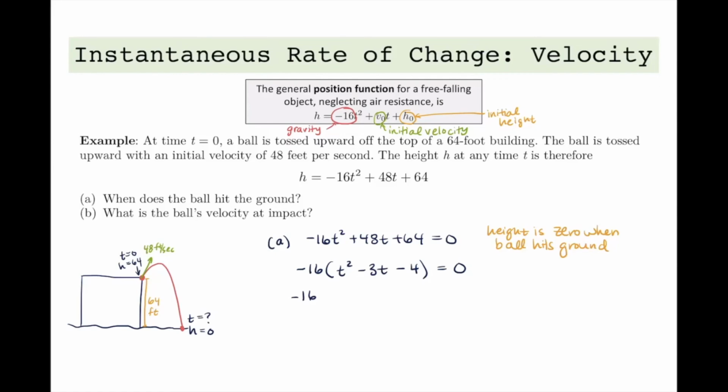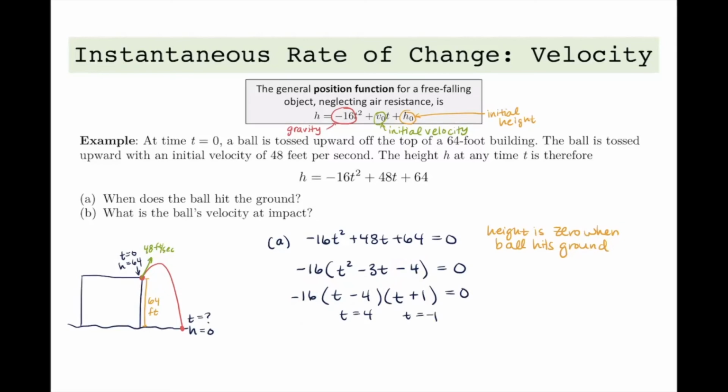Now we can leave this negative 16 out in front and try to factor this into two linear pieces by looking for two numbers that multiply to negative 4 and add up to negative 3. I think we have two such numbers, negative 4 and positive 1. Setting each of the factors equal to 0, negative 16 is never 0, so that won't give us any solutions. The t minus 4 is equal to 0 when t is equal to 4, and t plus 1 is equal to 0 when t is equal to negative 1.